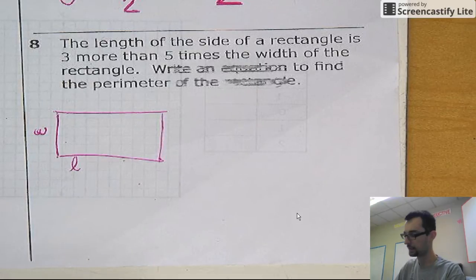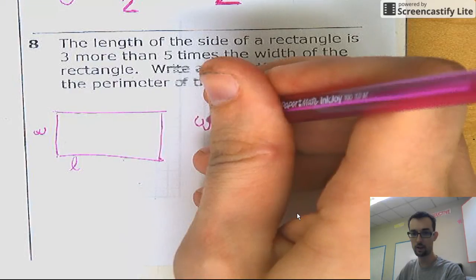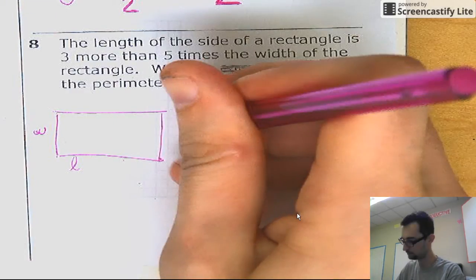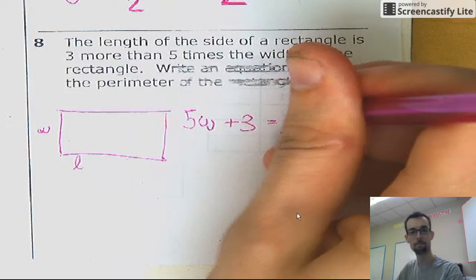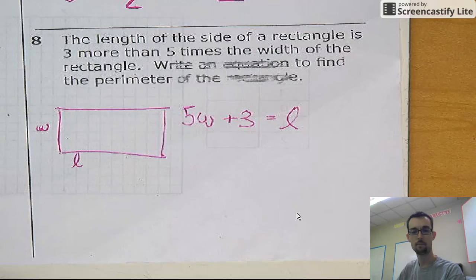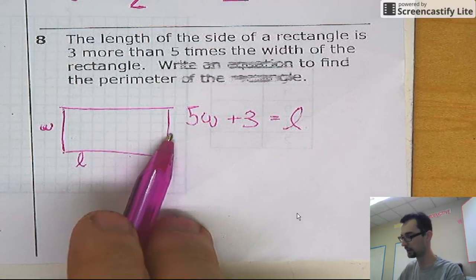All right, I want to write that with algebra. Multiply the width times 5, add 3, and you get the length. Make sense? Cool. Now, let's think about what perimeter means. All right, perimeter of a rectangle is width plus length plus width plus length. Right?